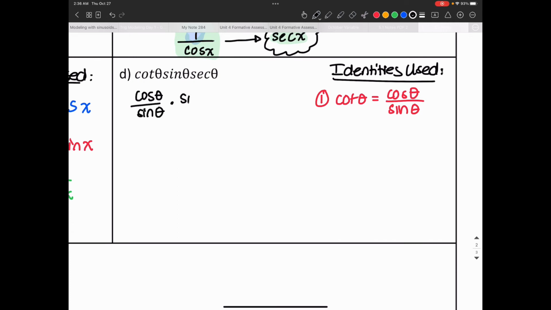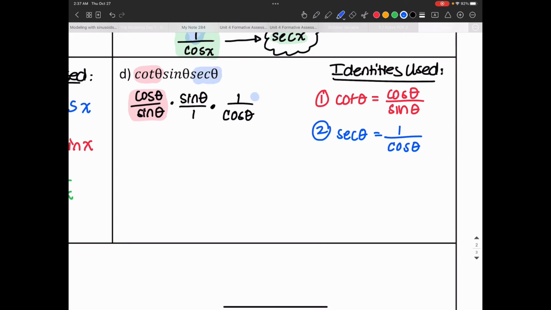Then I have that times sine of theta over 1, just rewriting this as a fraction. To rewrite secant of theta in terms of cosine, I can say it's 1 over cosine of theta. To recap, I have rewritten cotangent of theta as cosine of theta over sine of theta, and secant of theta as 1 over cosine of theta.